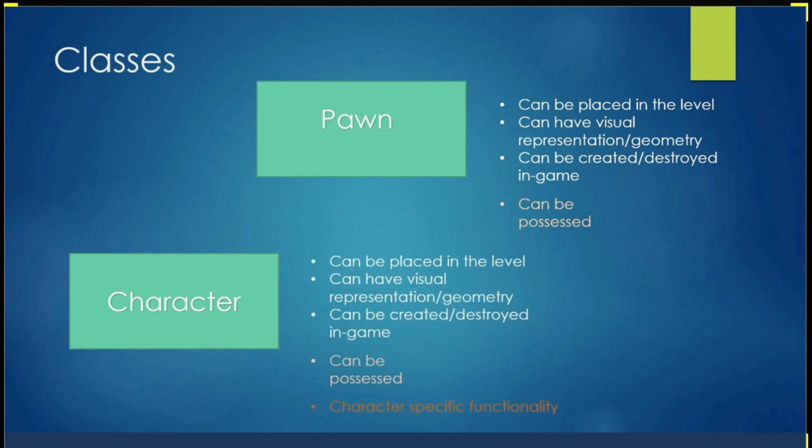Now, in addition to being a pawn, it also has character specific functionality. These are things that a character would need, but something like a static mesh or a point light would not necessarily need. So I'll give you an example. A character can be a model, a 3D character of a human being, or let's say an animal, or a vehicle. It has all those statistics.